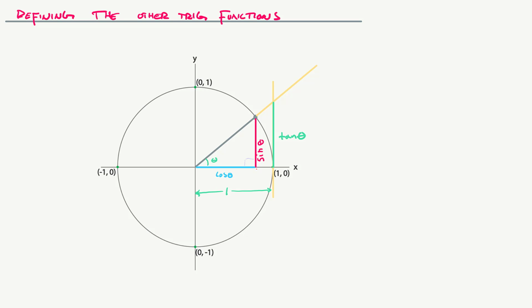That's the tangent function. And as this angle increases, tangent becomes bigger and bigger. Say you have like 89 degrees, tangent's going to be massive. That's why its range goes to infinity.